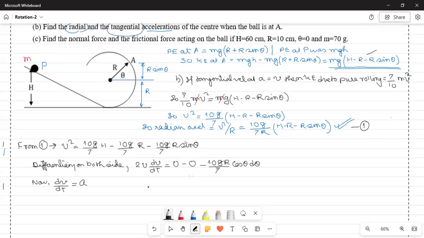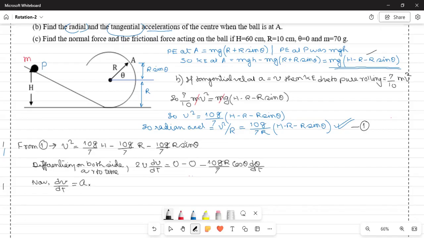Also, dv/dt is acceleration a, and this is cos theta d theta/dt. Because on both sides I am differentiating with respect to time. Let me write it, then it will be clear. So the right hand side will be sine theta, whose derivative will be cos theta d theta/dt.